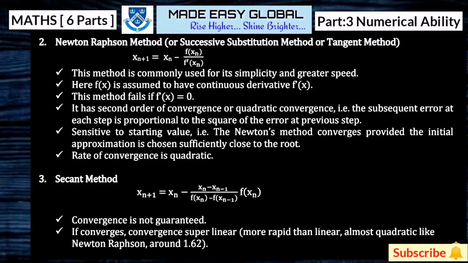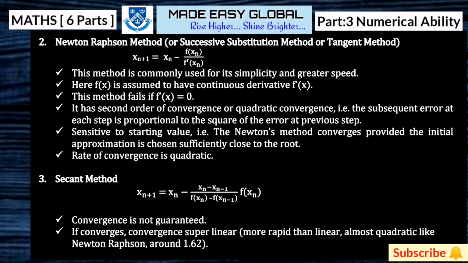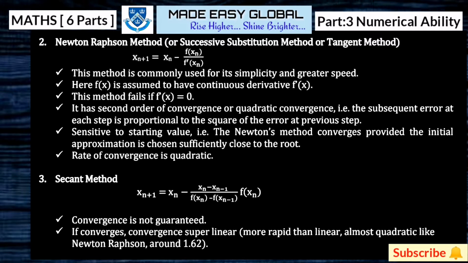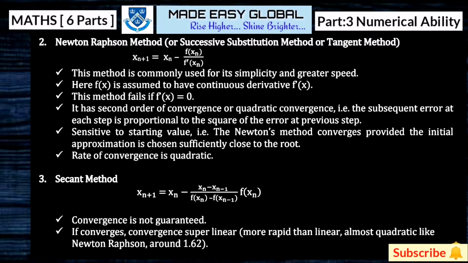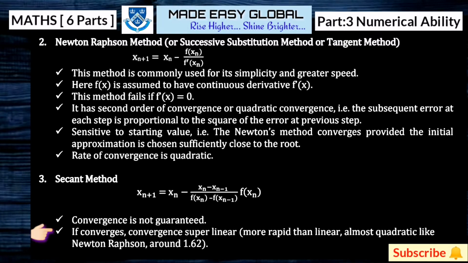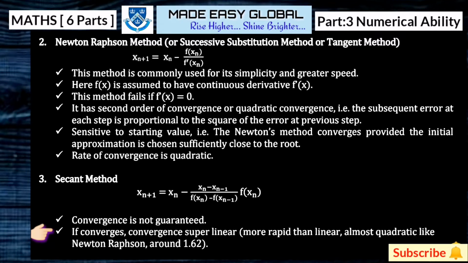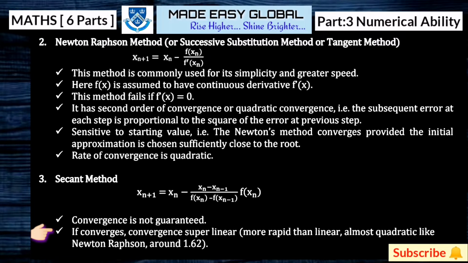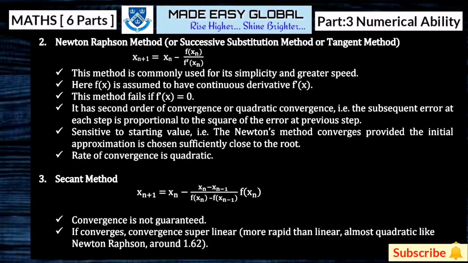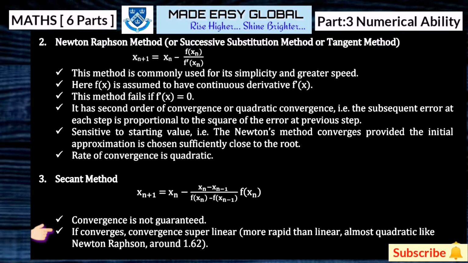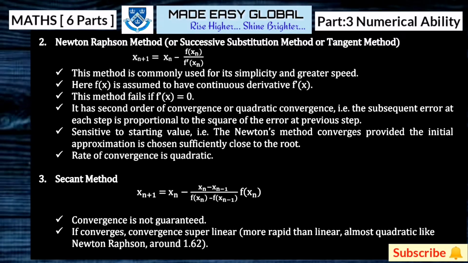Here are some key points. Convergence is not guaranteed for the secant method. If it converges, the convergence is superlinear, meaning more rapid than linear and almost quadratic like the Newton-Raphson method, around 1.62. Here 1.62 is the rate of convergence.